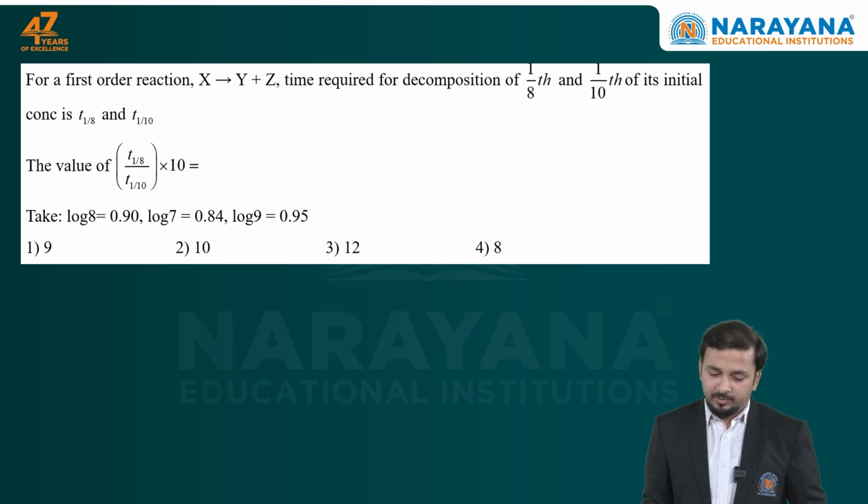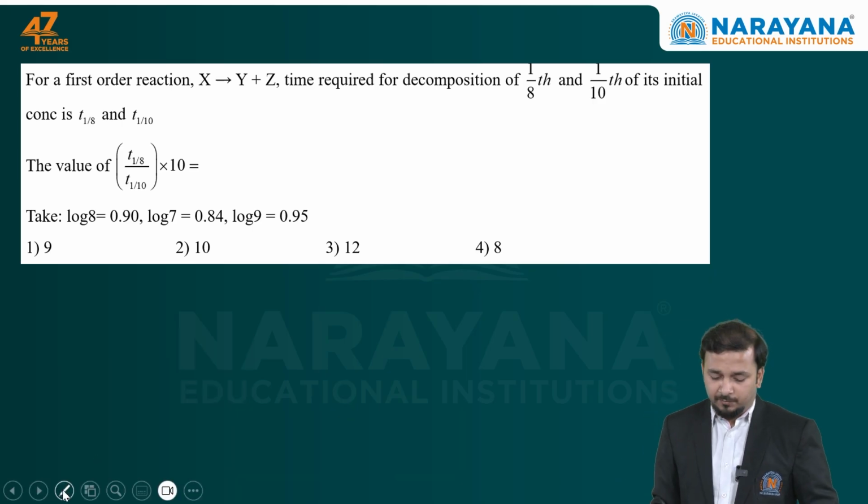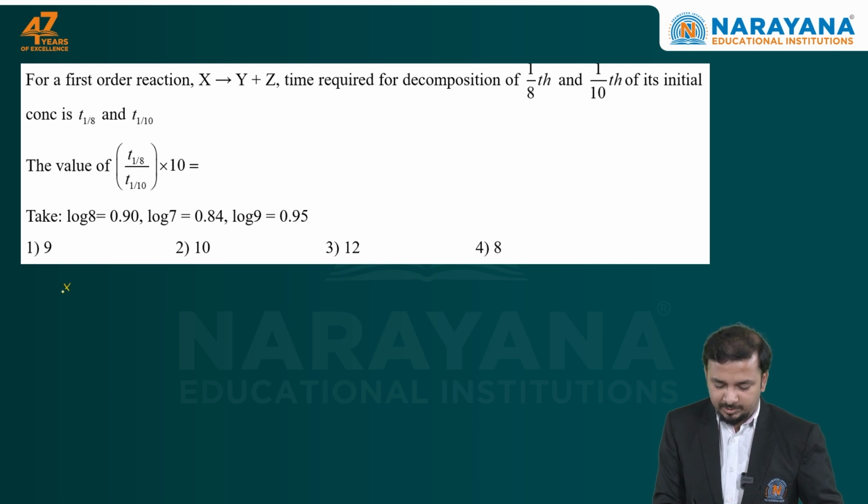Question says, for a first order reaction, X gives Y plus Z. Time required for decomposition of 1/8 and 1/10 of its initial concentration is T1 by 8 and T1 by 10. The value of T1 by 8 upon T1 by 10 into 10 is equal to. So let's start with this question. So first of all, let's take a reaction which is given X gives Y plus Z.